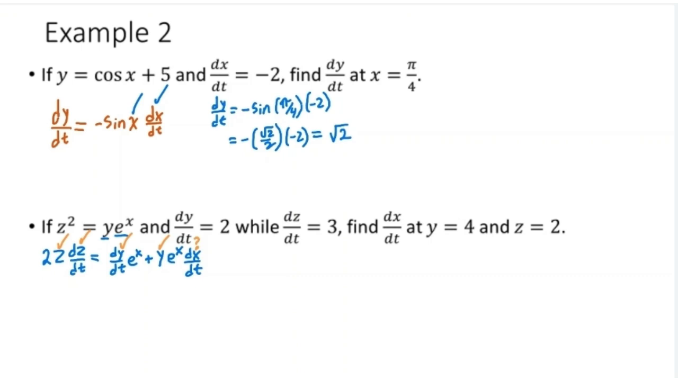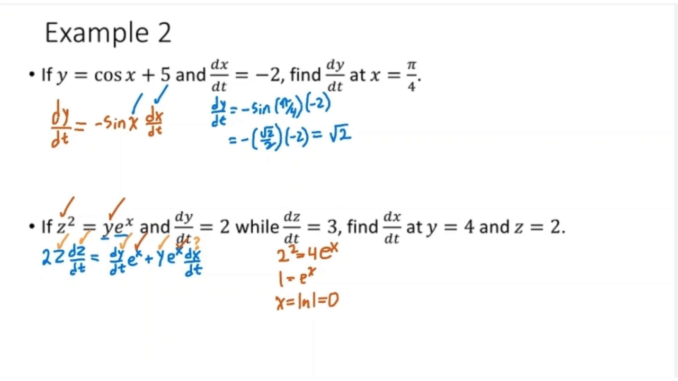If we look at the original equation, we know z, we know y. So I have everything I need to solve for x. So using this equation, we have 2 squared equals 4 e to the x. If we divide both sides by 4, keeping in mind that 2 squared is 4, we get 1 equals e to the x. Writing in the equivalent logarithmic form, we get that x equals the natural log of 1, which is equal to 0. Now we figured out the value of x, and we have everything we need to solve for dx/dt.